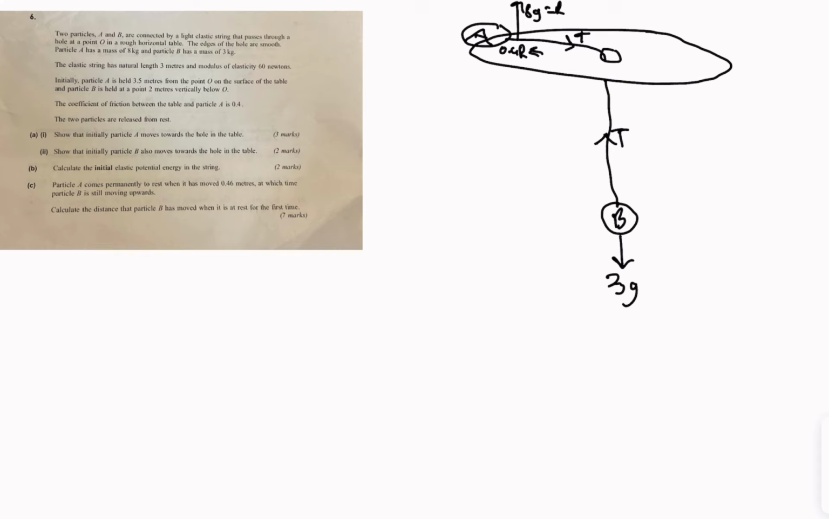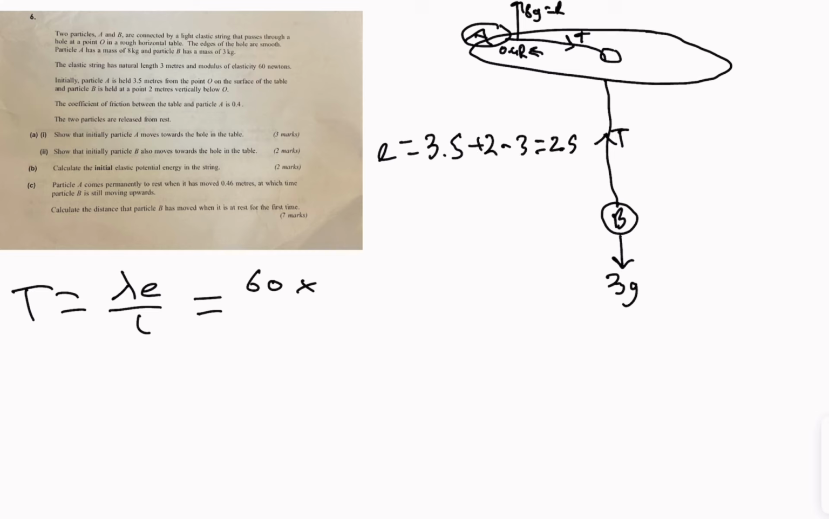Okay, so first of all, we're going to find out what the tension is in the string. So we know the equation. It's going to be T equals lambda x over L. This equals 60, which is the modulus of elasticity, times the extension, which is going to be 3.5 add 2, which is the total length now, take away 3, which is the natural length. That's going to be 2.5. So we're going to have 60 times 2.5 divided by 3, which is the natural length. This gives us 50 newtons.